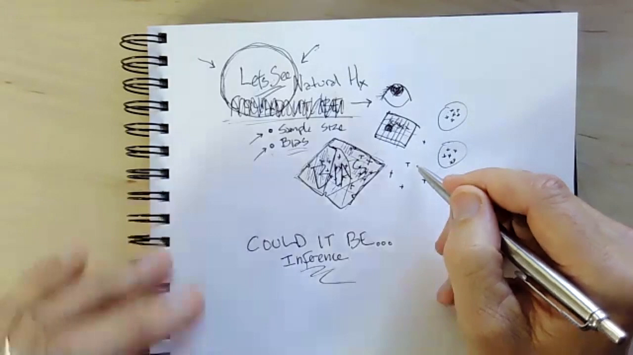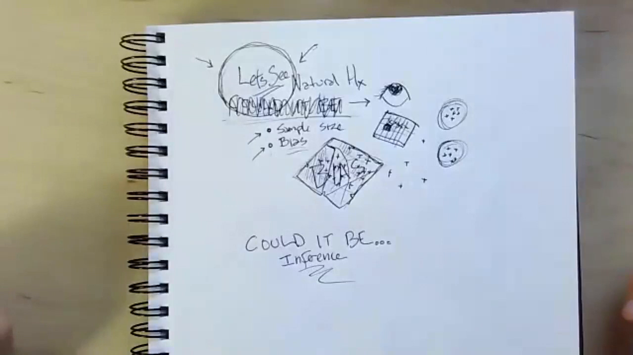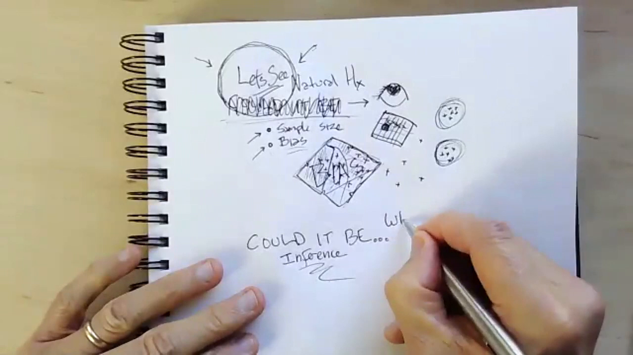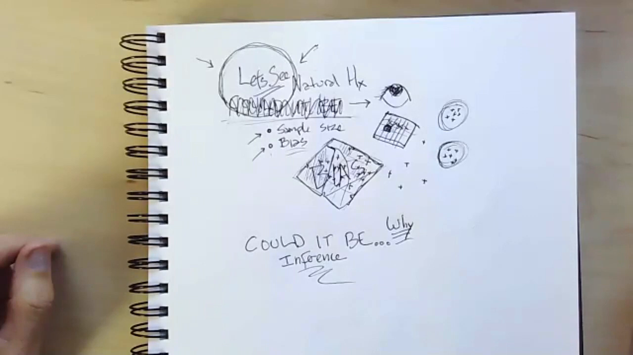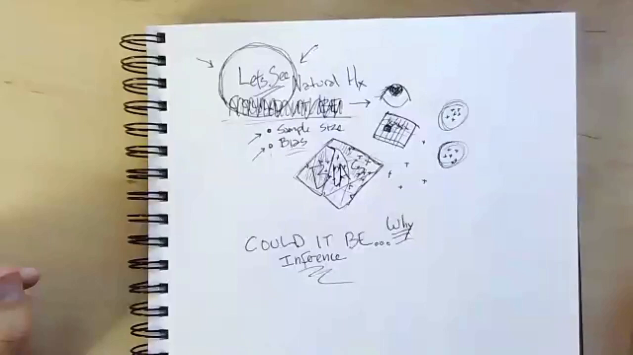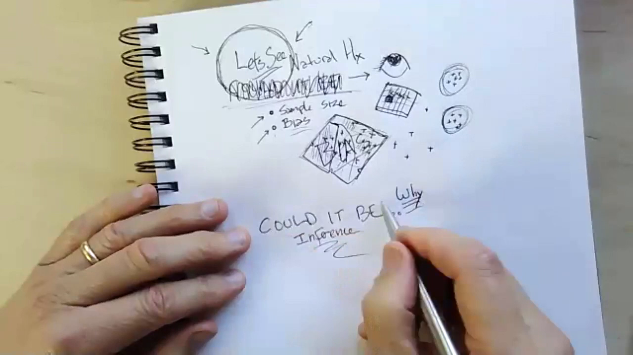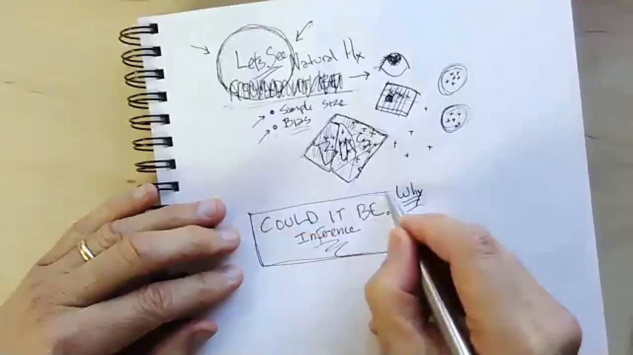So if I was wondering, why are there some clusters of wood rat nests? I cannot directly observe why. Right? I'm not a wood rat. I'm not in the mind of the wood rat. So a why question is a great example of a could it be question. I can't do it through direct observation, but when I realize I have a could it be question, what I do is I make what's called a why web. And this is what it looks like.